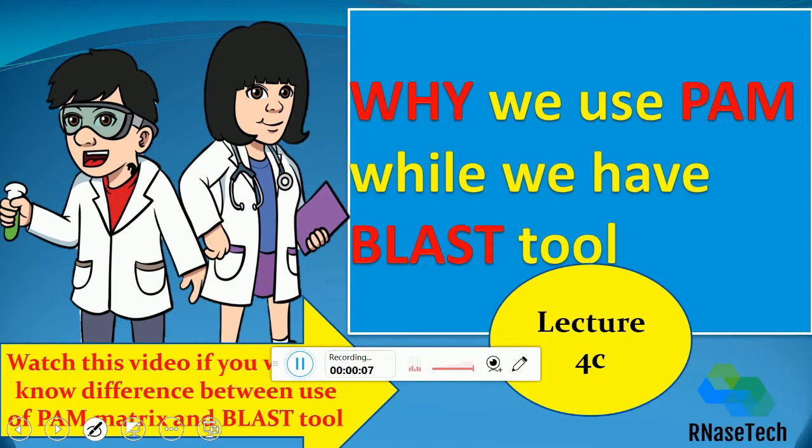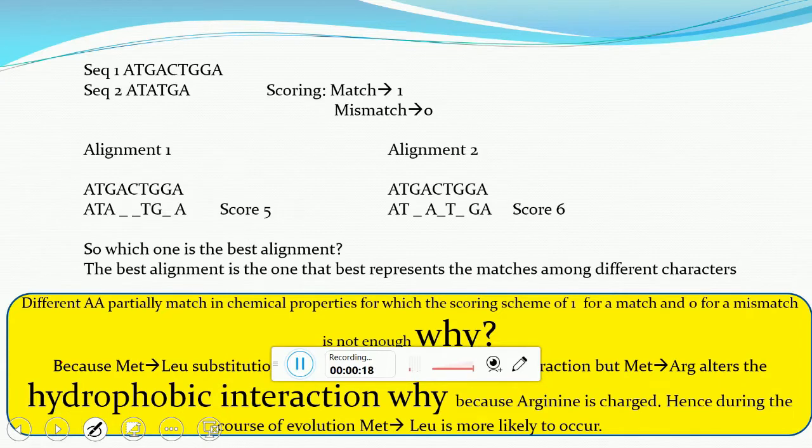In this video, I'll be discussing why PAM matrices are linked with the BLAST tool while calculating local alignment between two sequences. So let's start. To understand why they are linked, let me show you an example.